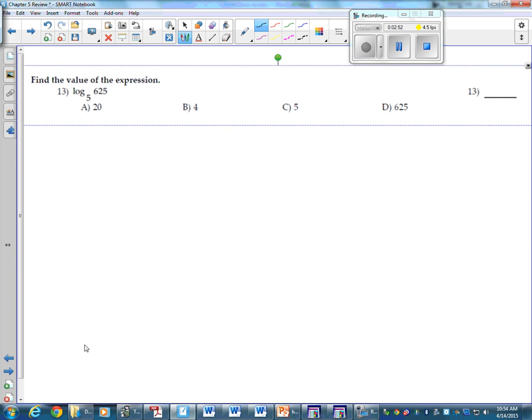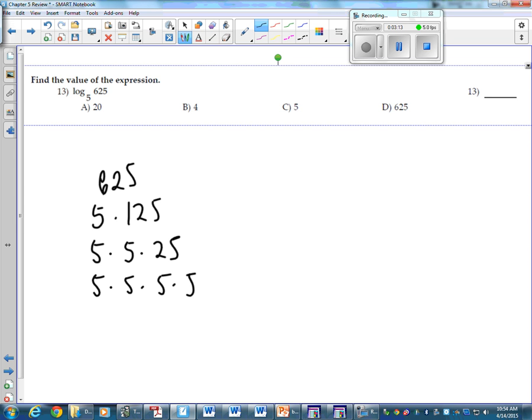All right, 13, they want me to find the value of the expression. Well, I need to find what is 625 as a power of 5. 625 is 5 times 125. 125 would be 5 times 25, and then 25 is 5 times 5. So really 625 is the same thing as saying 5 to the 4th. So the log base 5 of 5 to the 4th, the same thing as what I have, would be 4. So my answer is B.